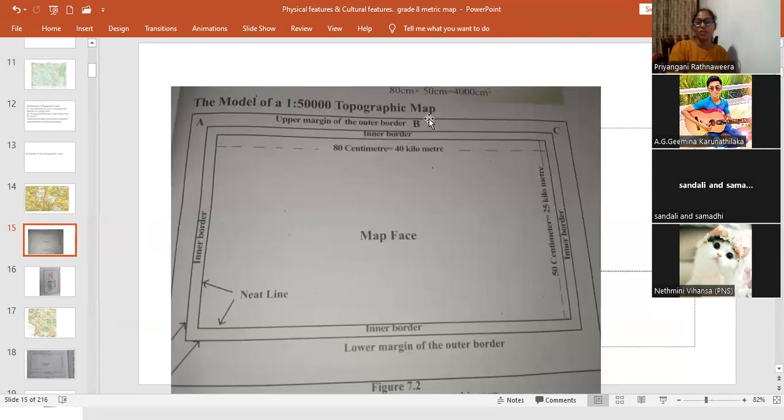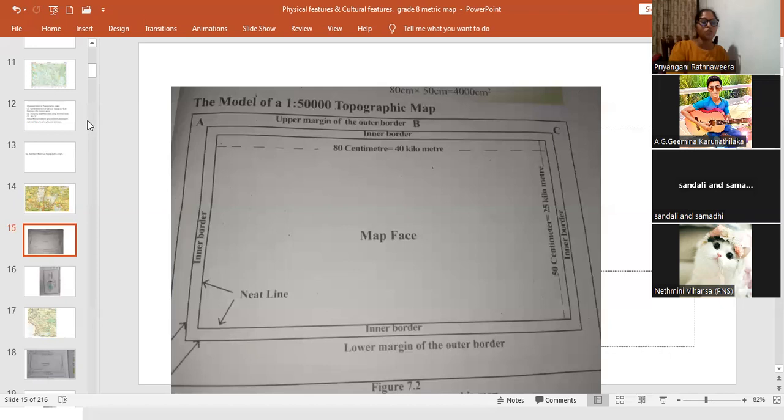Okay, then B, the name of the map. C, the number of the map. Then what are the other information that can be seen?